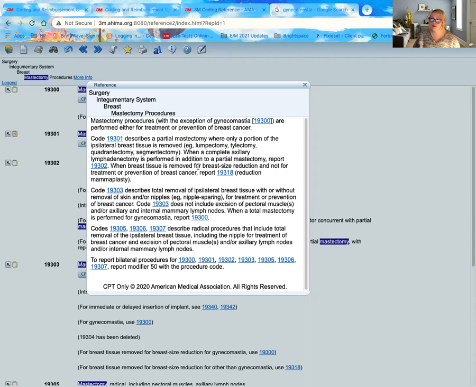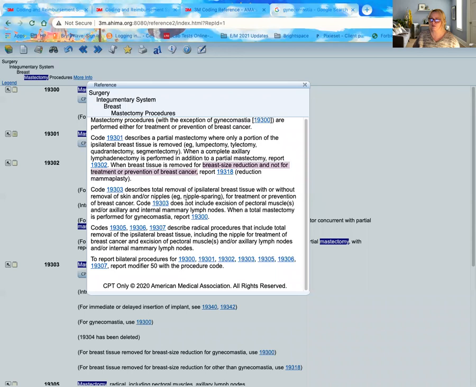And then it goes on to say when the breast size reduction is not for treatment or prevention of breast cancer, so if they're just having an augmentation, they give you different codes. The next one talks about total removal of ipsilateral breast tissue with or without removal of skin and nipples. Does not include excision of pectoral muscle or axillary.